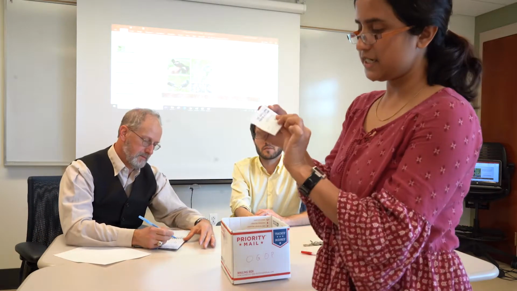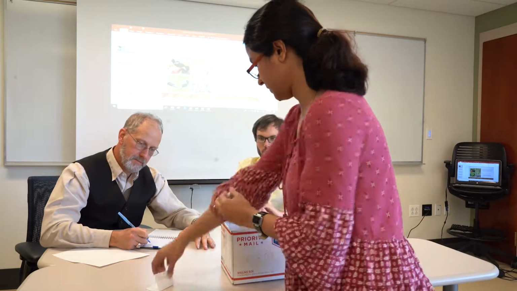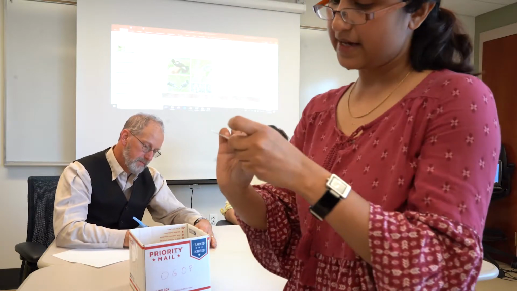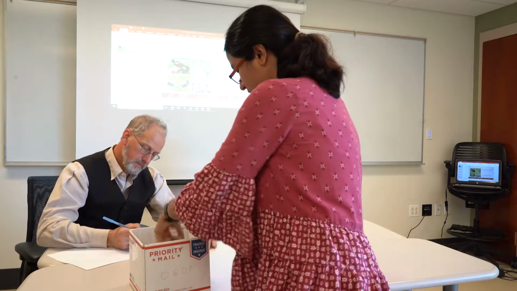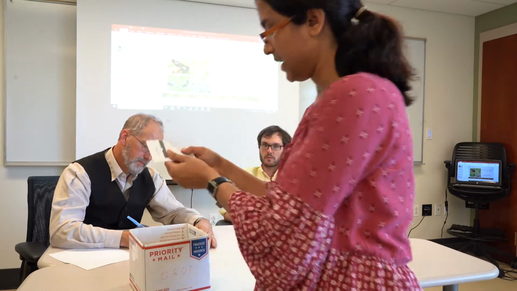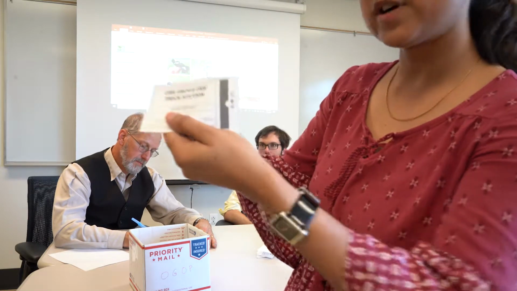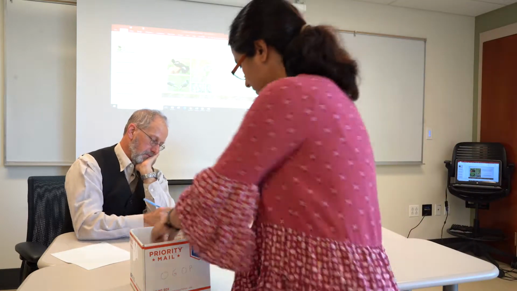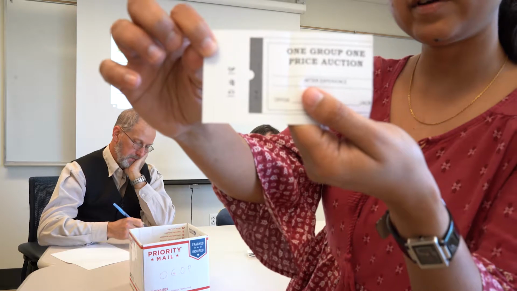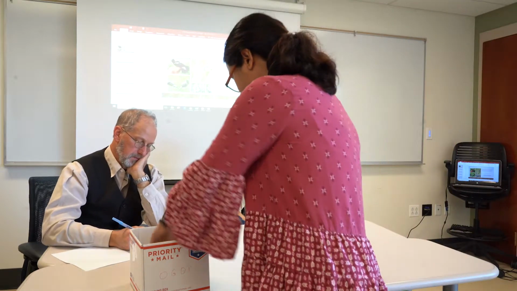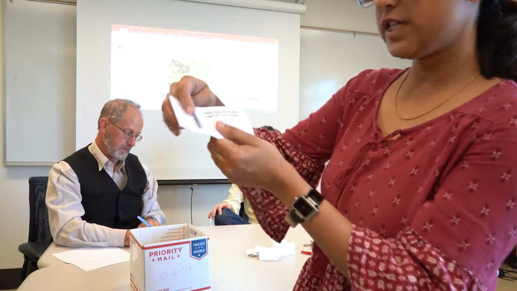Okay. ID 13, before experience. Keep it on the same side. ID 3, after experience. ID 17, after experience. ID 4, after experience. ID 18, before experience. ID 4, before experience. ID 19, before experience. ID 18, after experience. ID 5, after experience. ID 14, after experience.